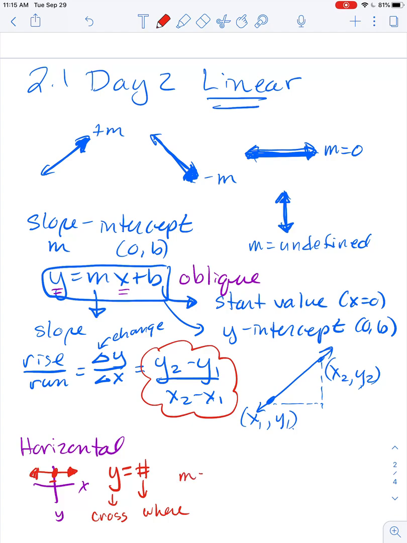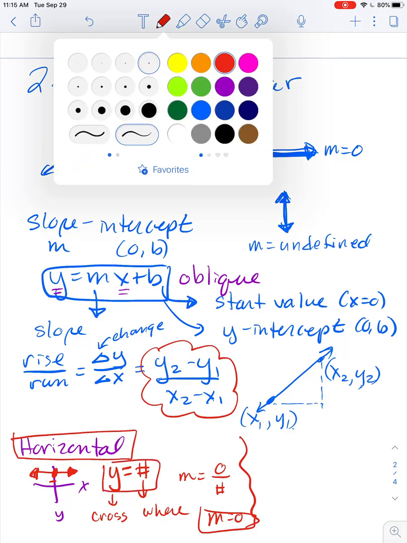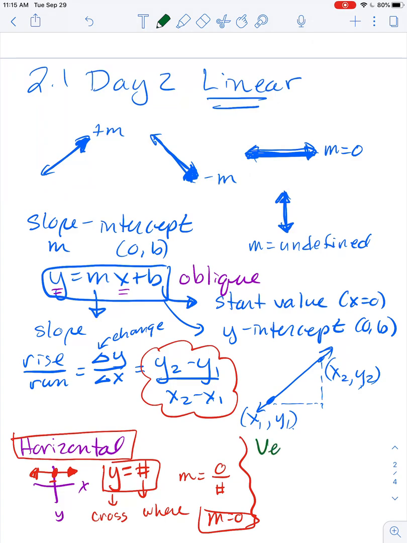And the rise of this is 0. There is no rise. So I would end up with a slope of 0 over a number, which means I'll have a slope of 0. So tie those together in your brain. A horizontal line has 0 slope and will only have y in its equation. So then similarly, if we take a look at a vertical line, the other exception to the rule, you don't represent horizontal and vertical lines in this mx plus b form because they're not oblique, and that's an oblique line form.